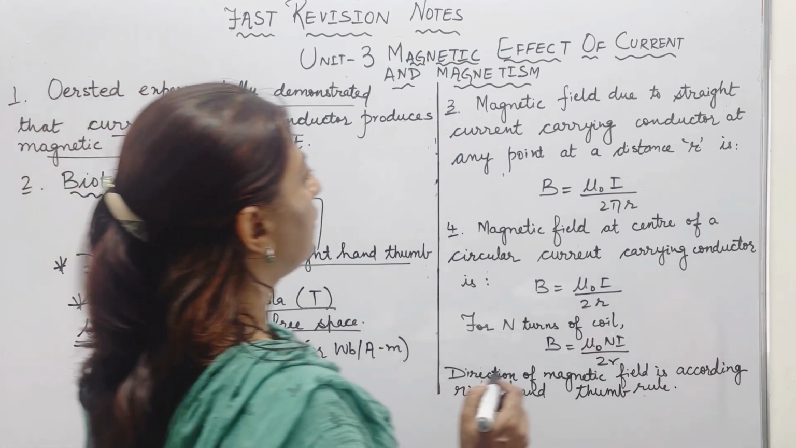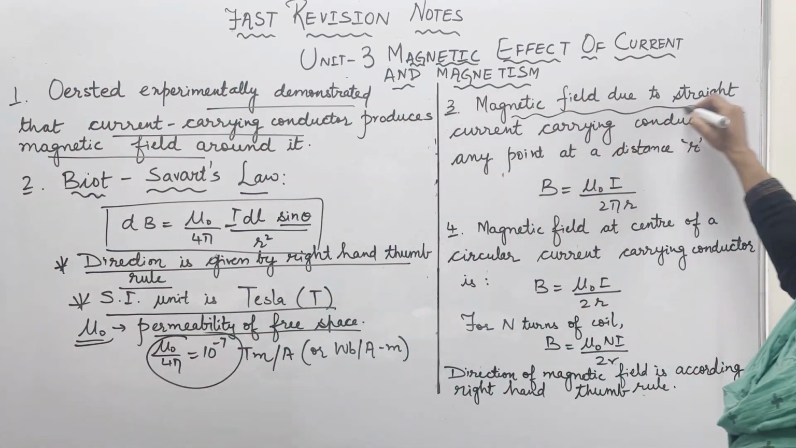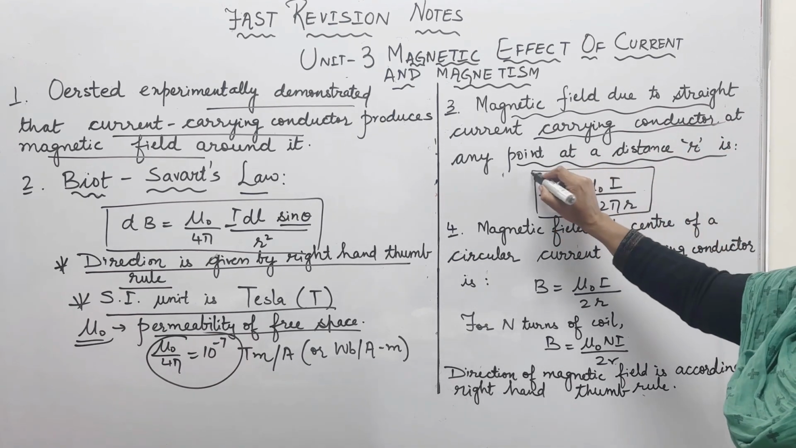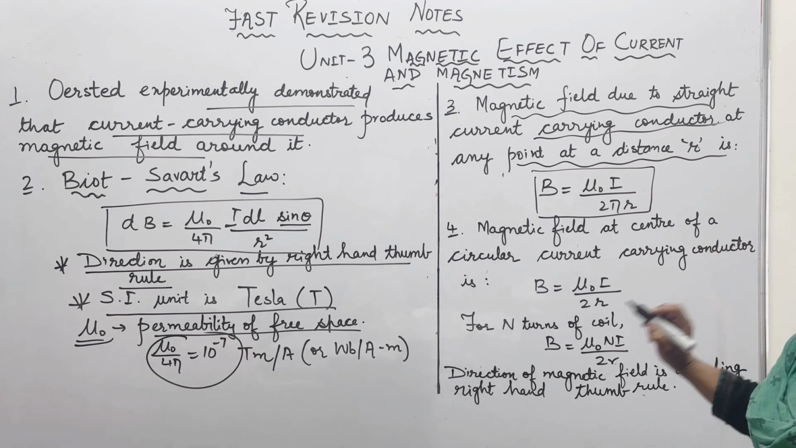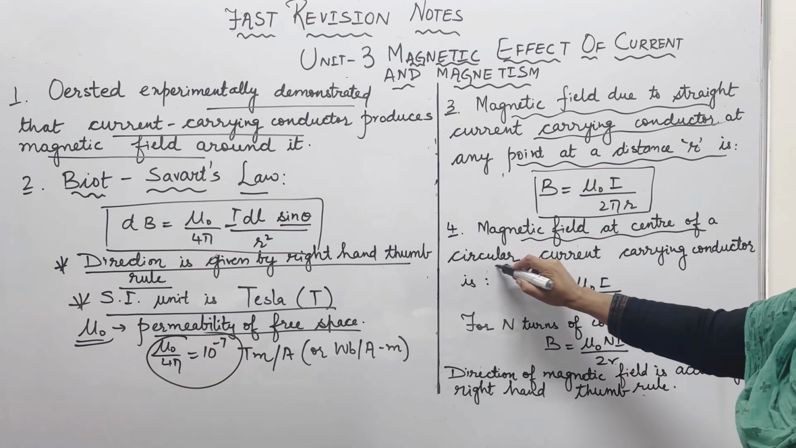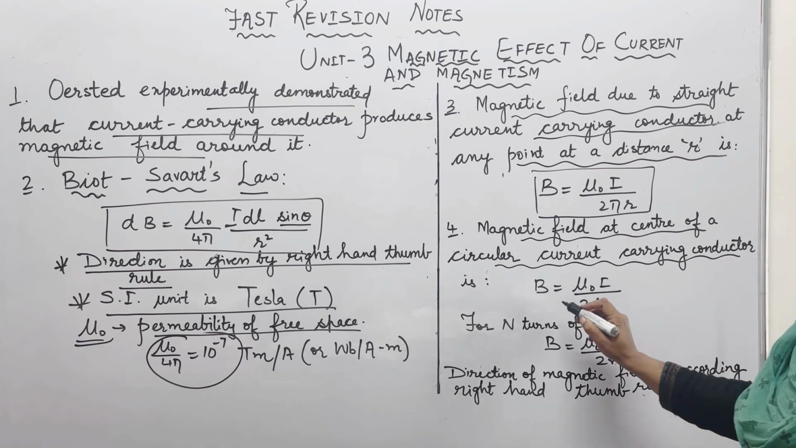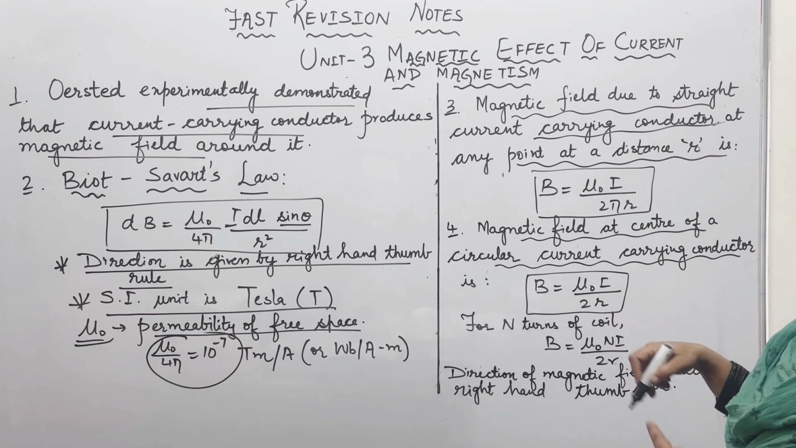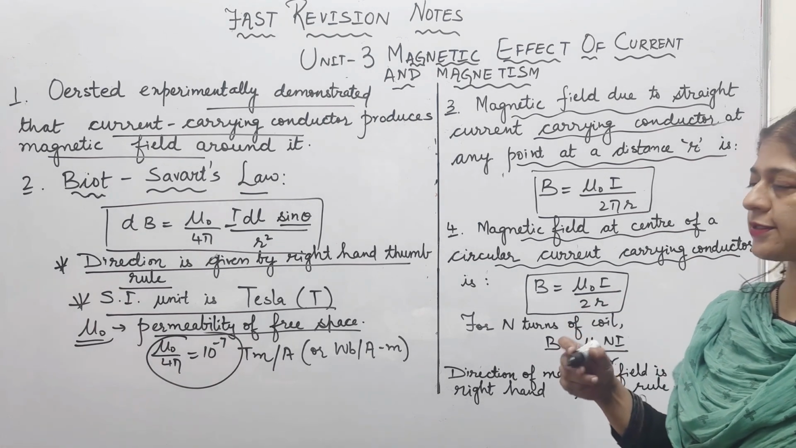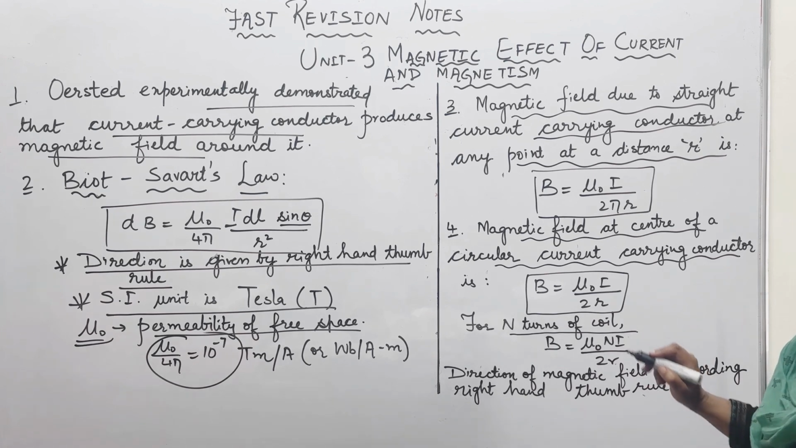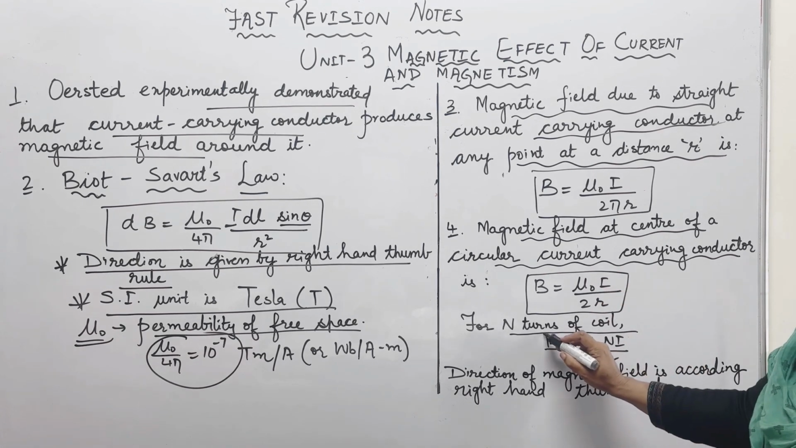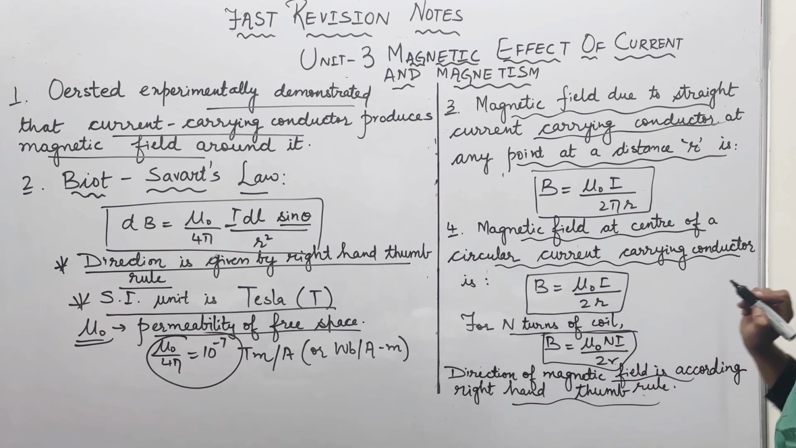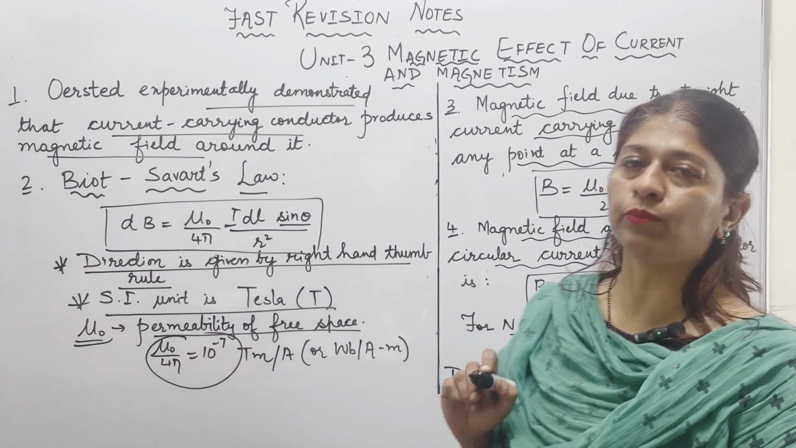The next is the magnetic field due to a straight current carrying conductor at any point at a distance r, given by mu naught I upon 2 pi r. Next is the magnetic field at the center of a circular current carrying conductor, given by B equal to mu naught I upon 2r. If the coil has n number of turns, then this expression is to be multiplied by n. So B will be given by mu naught N I upon 2r. Here again the direction of the magnetic field will be given by the right hand thumb rule.